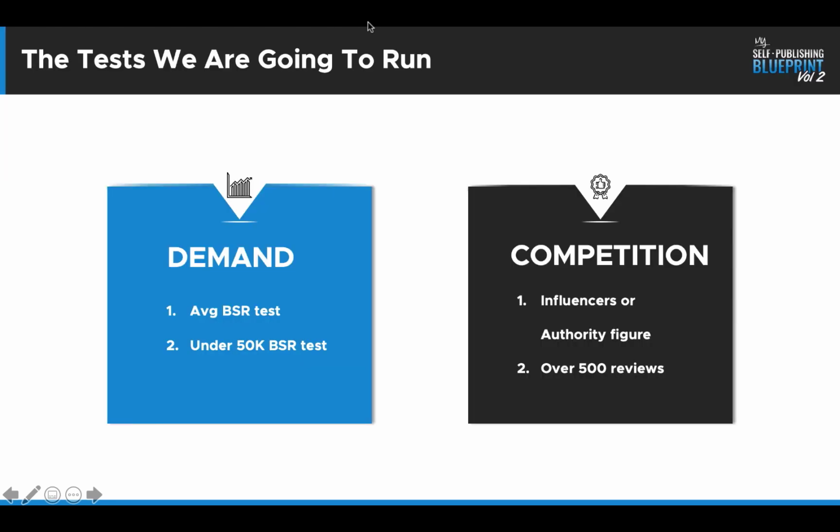So the tests we're going to run: 2 tests on demand, and then 2 tests for competition. The demand tests are the average BSR and the under 50,000 BSR test. And then the competition ones are influencer authority figures, who are they, and number of reviews.